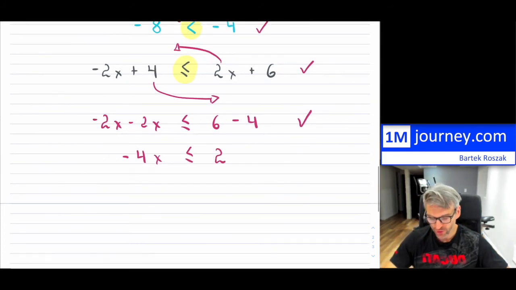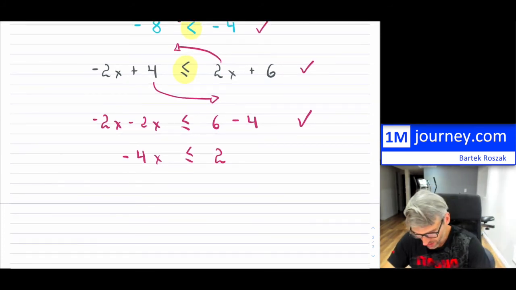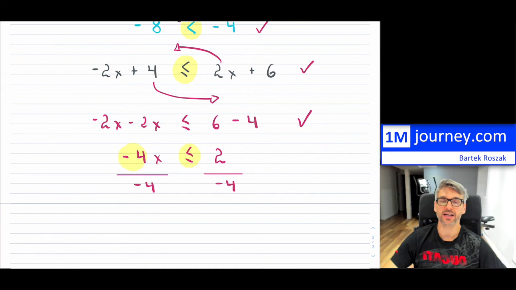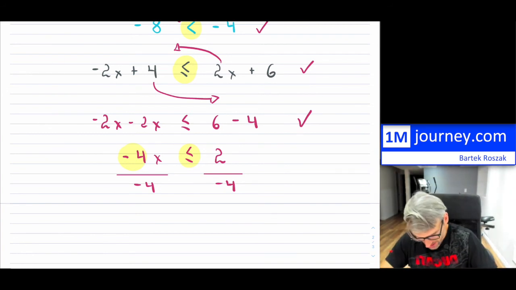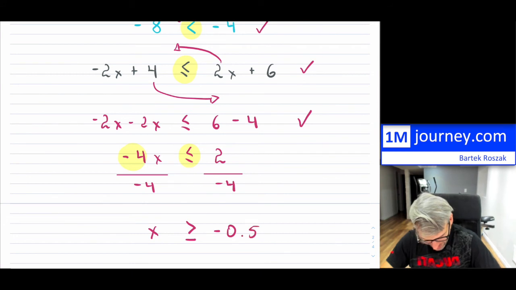But now, in order to solve for my x, notice that I'm going to have to divide by a negative 4. So if I divide this by negative 4, and this by negative 4, then what happens is that my sign, my inequality, has to switch. So in this case, once you do that, you're going to switch your inequality. This will become x, and this is negative 0.5, or simply negative 1 over 2.